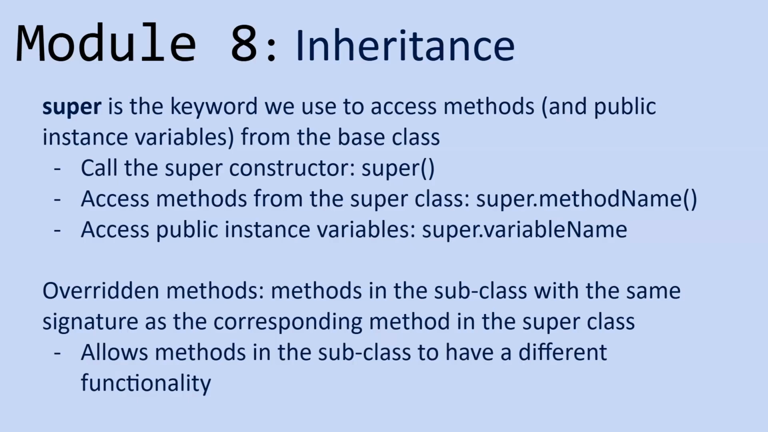And then overridden methods, very cool stuff. They're just methods in the subclass with the exact same signature as the method in the superclass. What that means is the subclass method has to have the same return type, the same name, and the same parameters as the method in the superclass. And that just allows methods in the subclass to have a different functionality. We'll get into that in our next example.